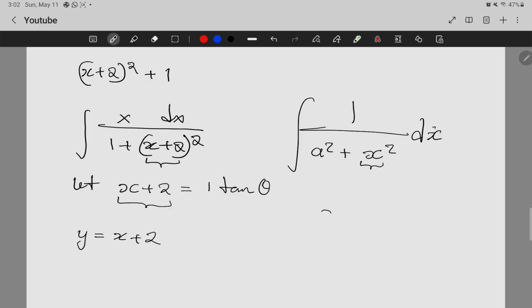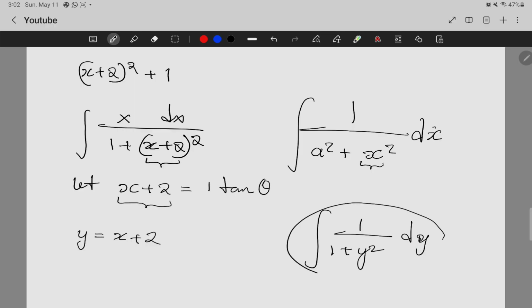So that now you view it as the integral of 1 over 1 plus y squared. But just get what dy will be, but dy will be equals to dx. So here this will be dy. So that now this is similar to that, which you can integrate using the tan substitution again.